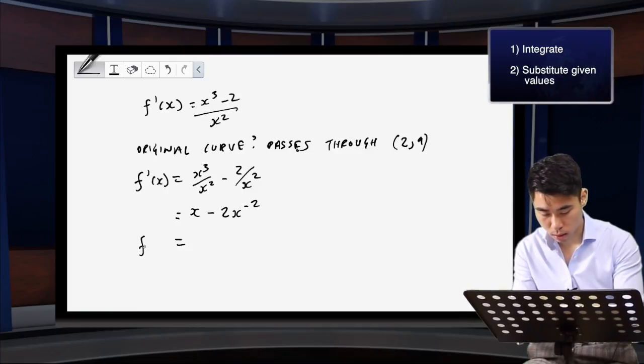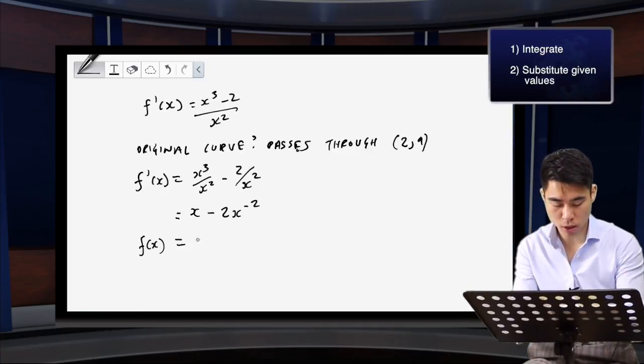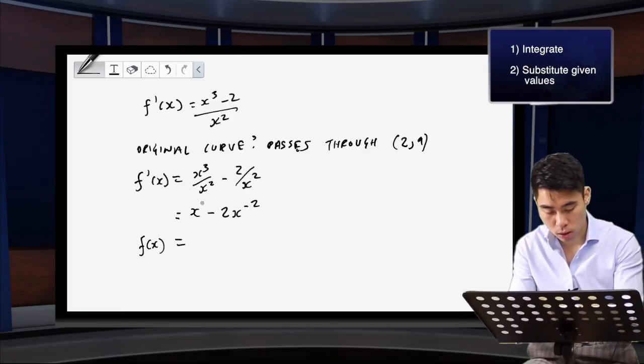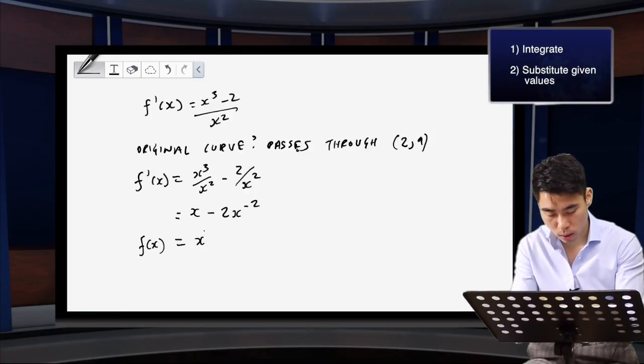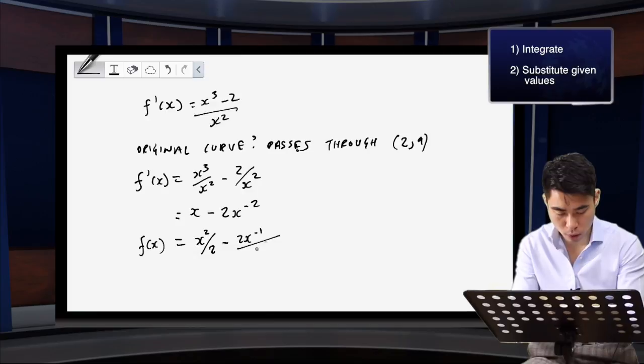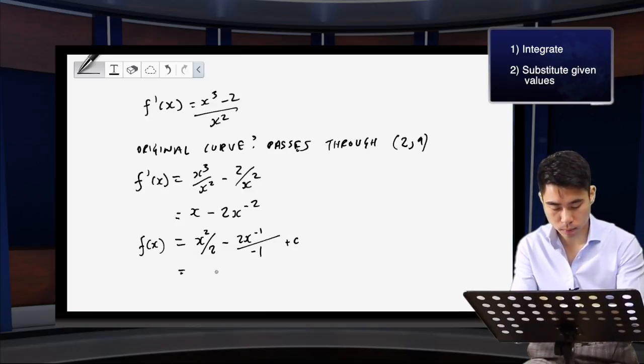So f of x, and remember this expression here is going to have our plus c in. So just applying our laws of integration here, essentially the power up here is a 1. So remember, laws of integration, raise my power by 1, divide by that new power. So this 1 now becomes a 2, divide by our new power. And then here, raise our power by 1, divide by our new power. And don't forget your plus c there.